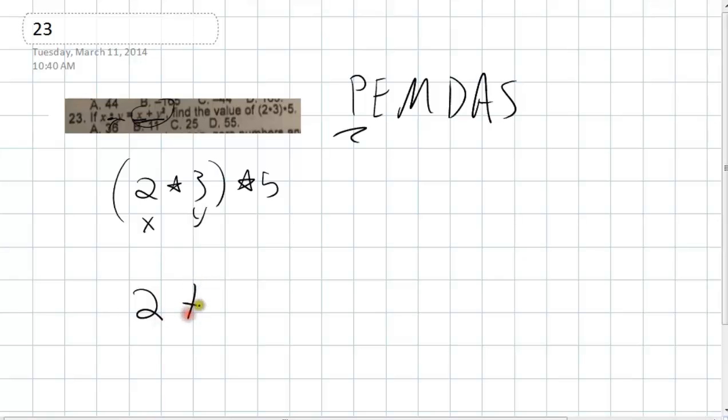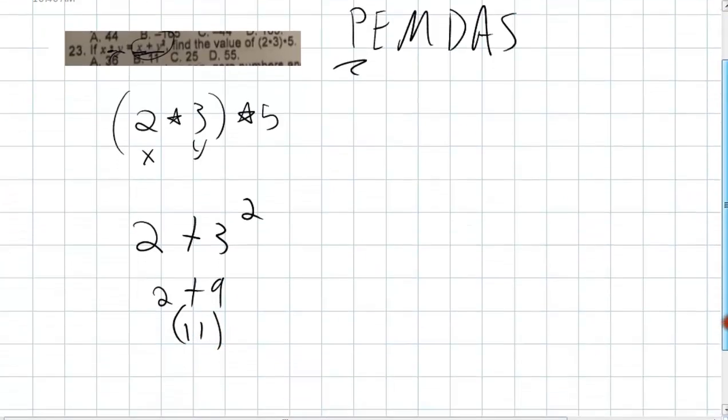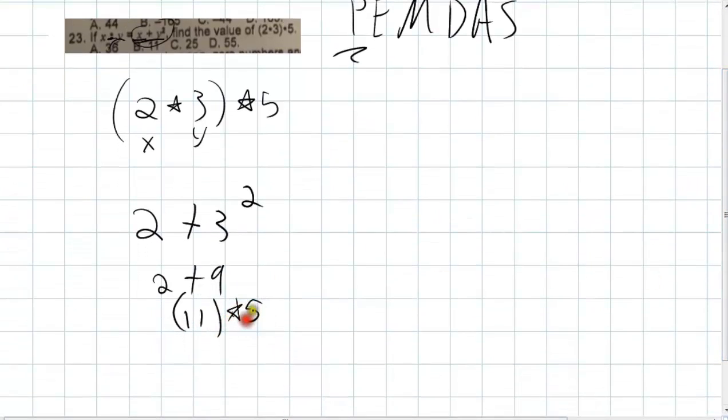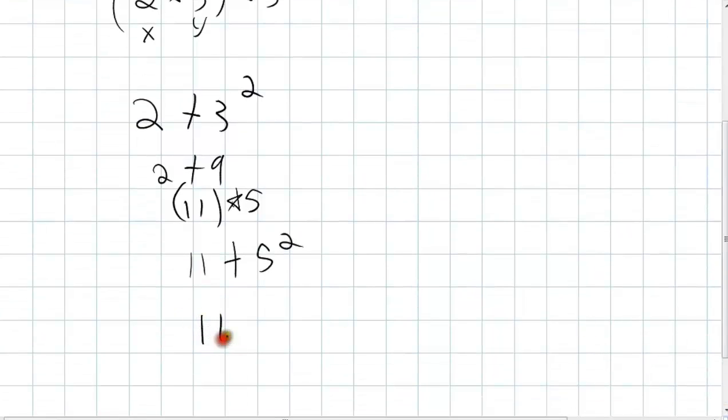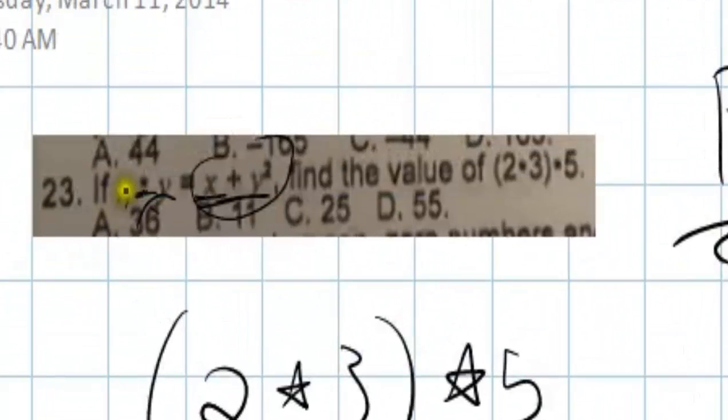So 2 plus 3 squared. So then we're going to get 2 plus 9, which is 11. Now, this was 11 inside of parentheses. Now we need to do 11 star 5. So what do we do with that? The same exact thing that we just did. We have to do 11 plus 5 squared. So it would be 11 plus 25, and when you add that up, you get 36, which is the answer right here.